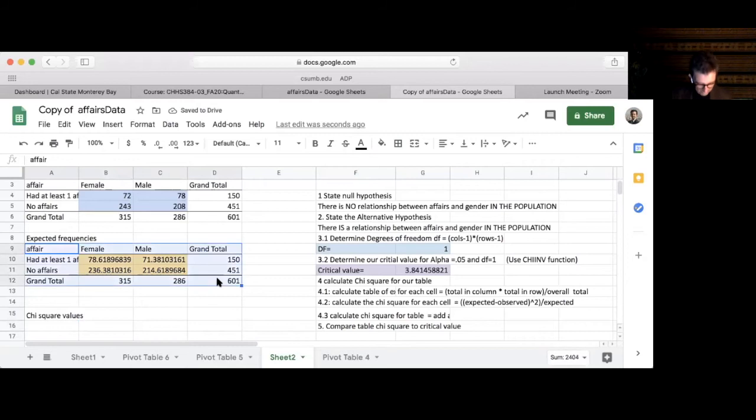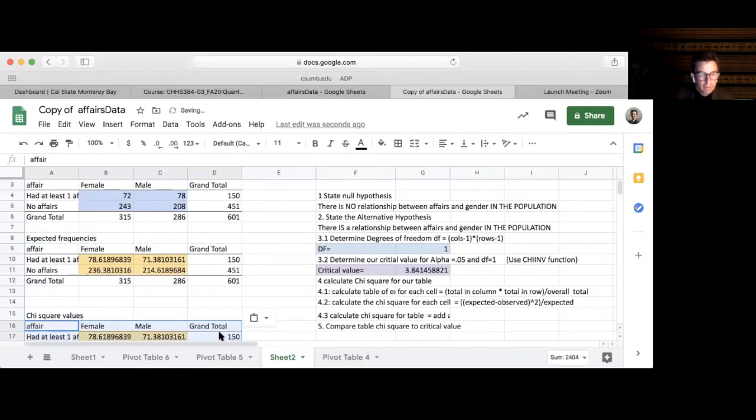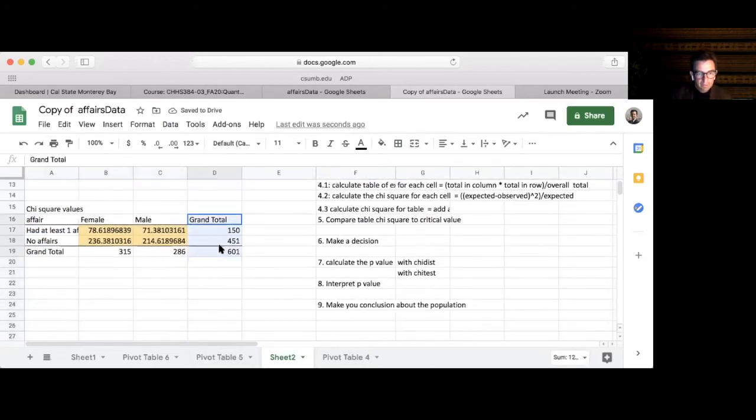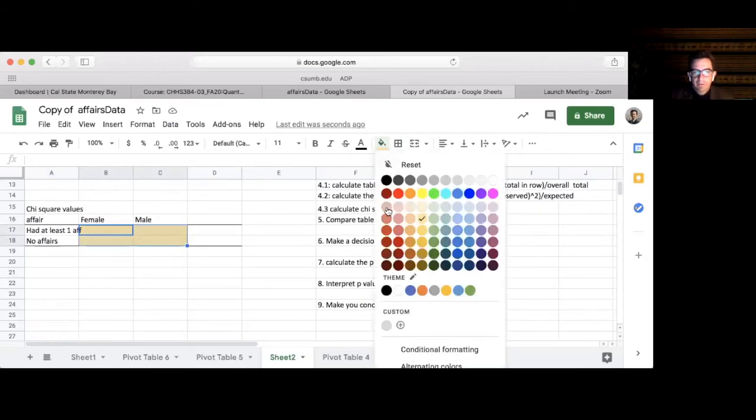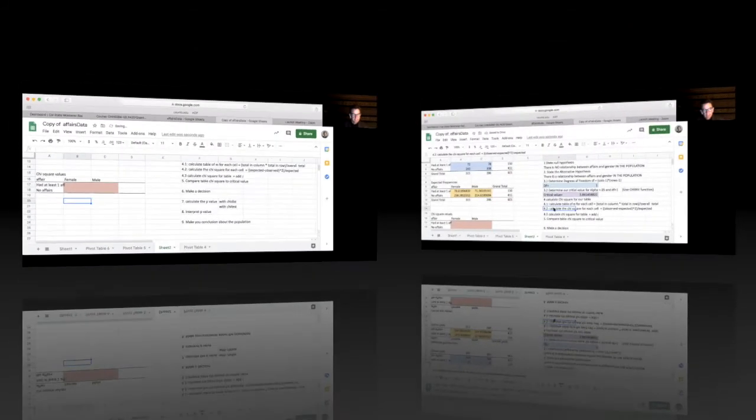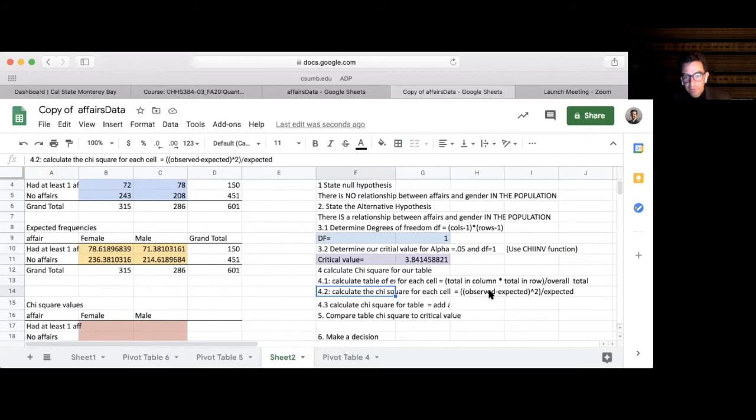And again, I'm going to just copy these. But for this table, we don't really need the grand total, so I'm going to just erase those. All right, and we're going to do a different color here. I'm going to make this one pink. To get the chi-square for each cell, we do the observed minus the expected, square that difference, and divide by the expected. So for this cell, equals the observed, but we're going to need some parentheses here.